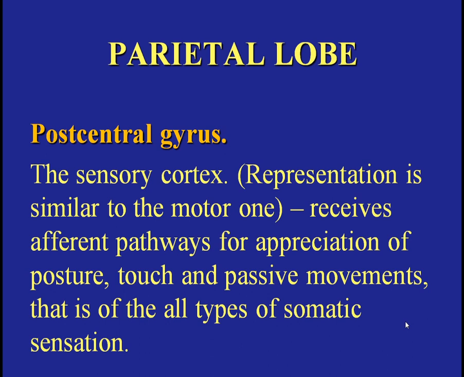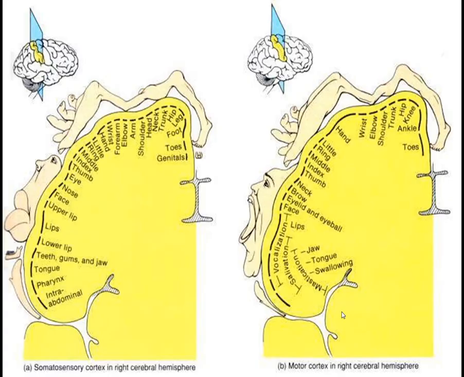It receives afferent pathways for appreciation of posture, touch, passive movements, that is, of all types of somatic sensation, the deep sensation as well as the superficial sensation. All modalities of sensation are represented. This is the cortical center of all modalities. You see, the representation in the somatosensory cortex is similar to the representation of body parts in the motor cortex.